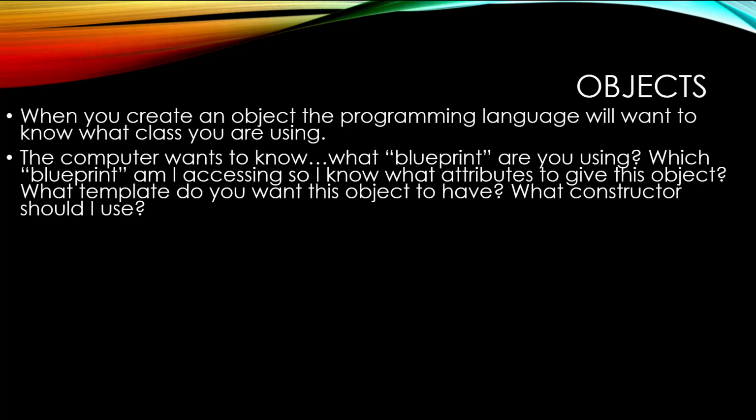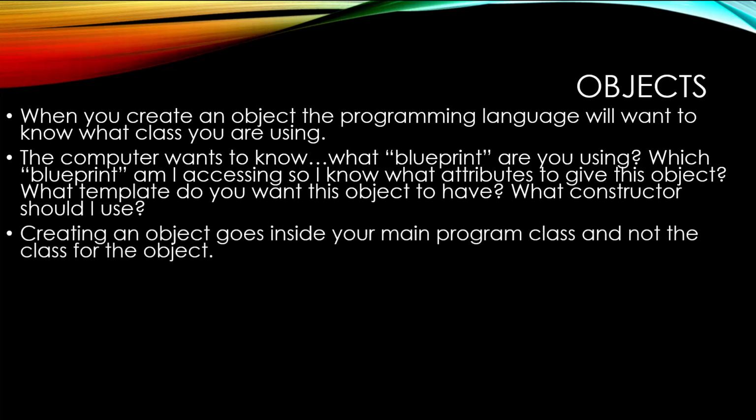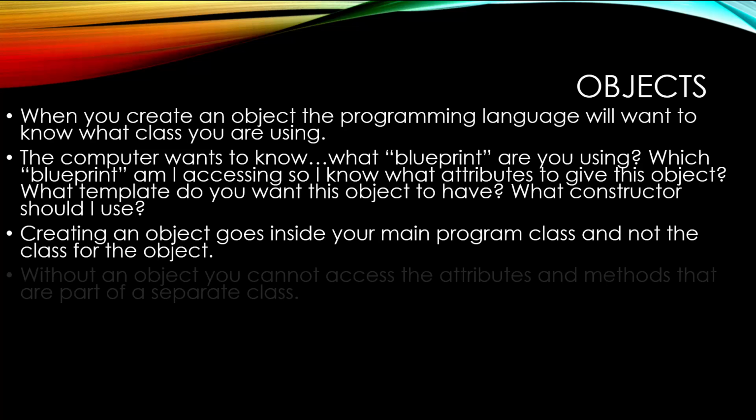They are the blueprint, and by writing a specific line of code, we can give that object access to the blueprint, which is the class. Now, creating an object goes inside your main program class, not the class for the object. You're able to do it outside the class, and you want to do it outside the class. Your class should have attributes, your constructor, and methods that the object can access.